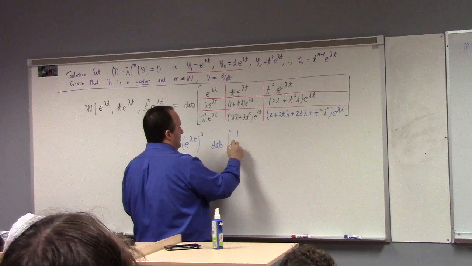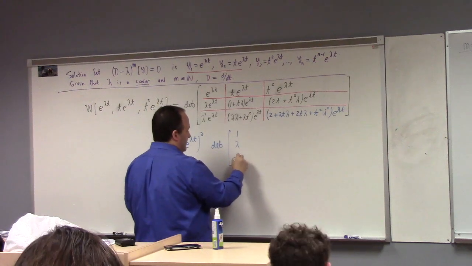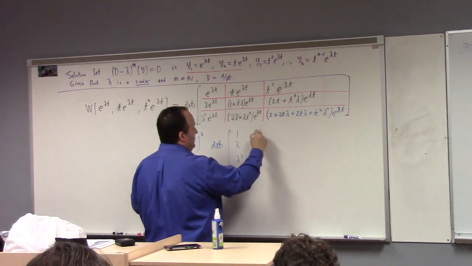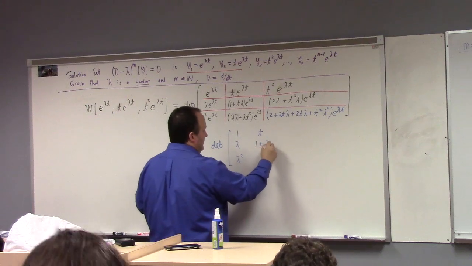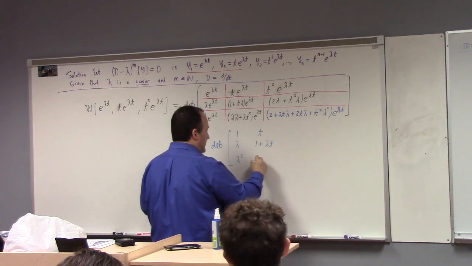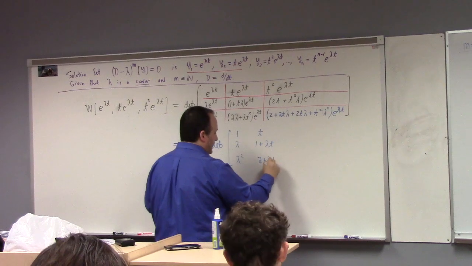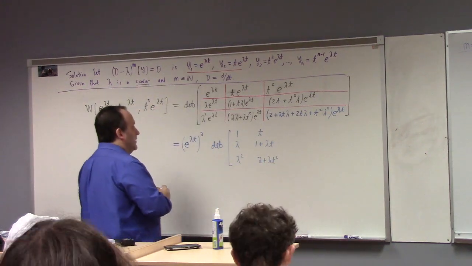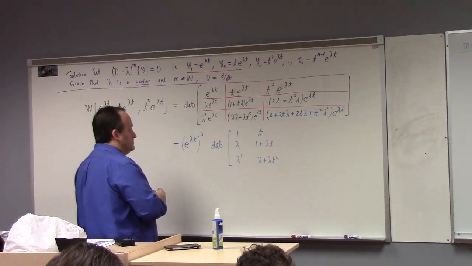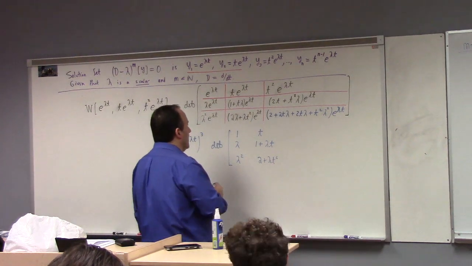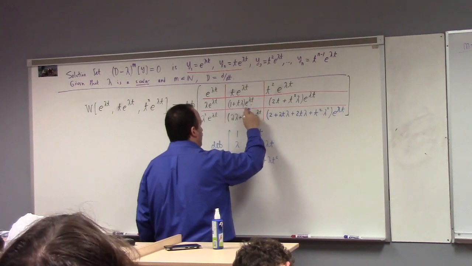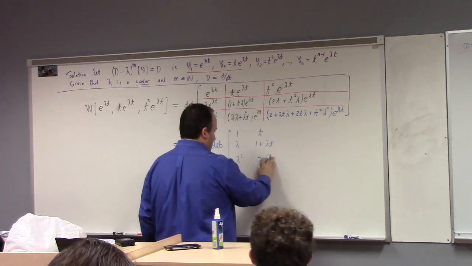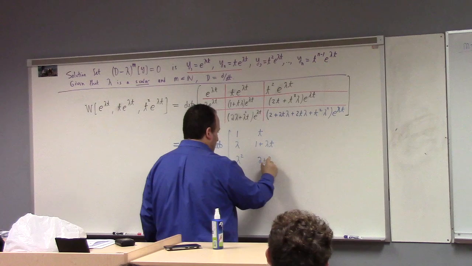Then I've got 1, lambda squared t, 1 plus lambda t, 2 plus lambda t squared. I think the lambda should be squared instead of the t. Right? Was the other one that you just wrote out? Oh yes, thank you.